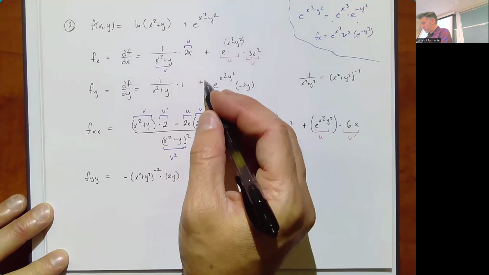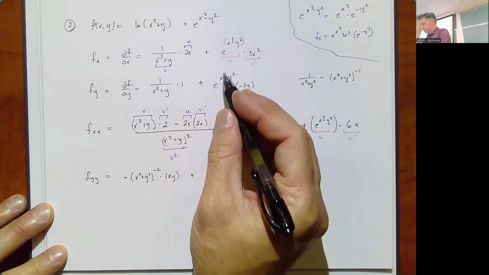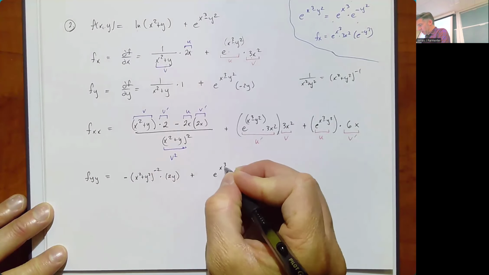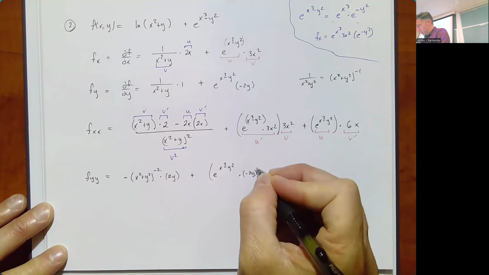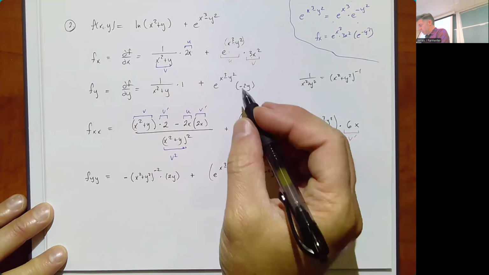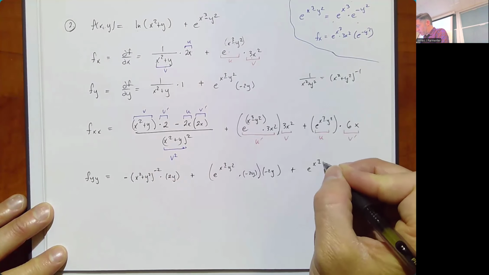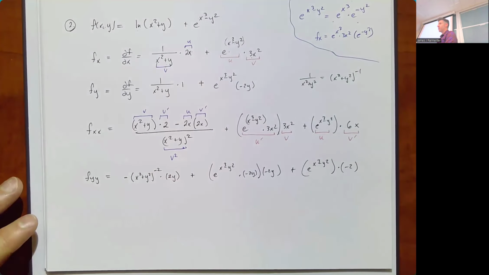And then over here, we're still going to have to use the product rule. So again, the derivative of this is going to be e to the x cubed minus y squared times negative 2y, and then times the other negative 2y that was already sitting there, plus then it's the e to the x cubed minus y squared on its own, times the derivative of negative 2y, which is negative 2.